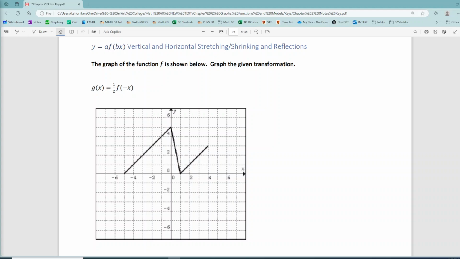So now what we're going to do is just a little video combining the A and the B transformations together. So the vertical and horizontal stretching, shrinking, and reflections.